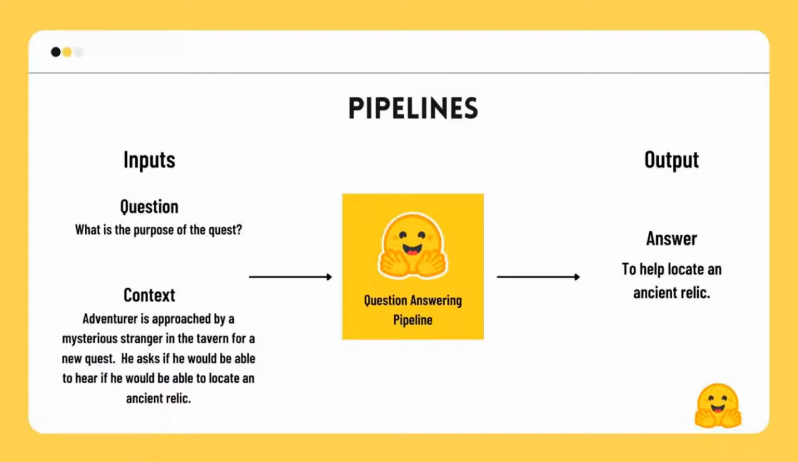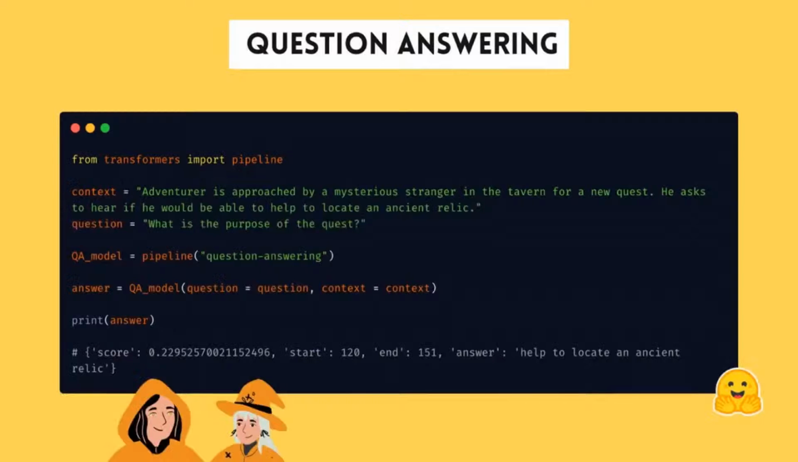And for instance, just an example of a simple pipeline: you have a question and the context, which from what it seems is a Dungeons and Dragons game. An adventurer is approached by a mysterious stranger, blah blah, and you have the question and it extracts the answer from that context. And this is done with just a few lines. You have your question and your context, and you call the QA model pipeline.